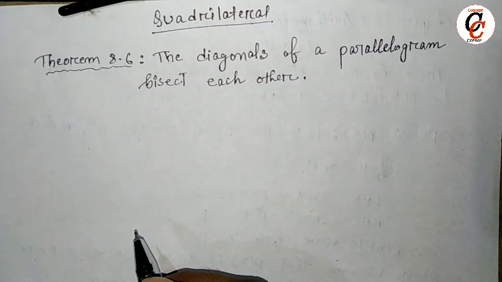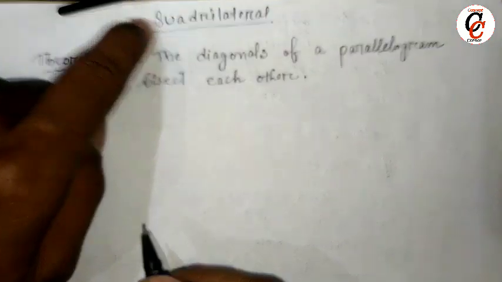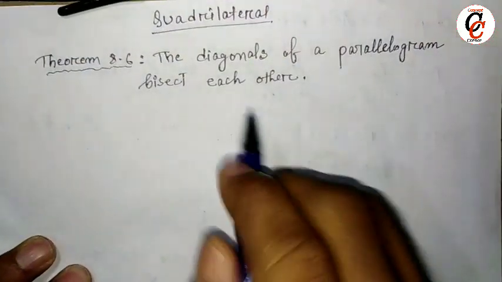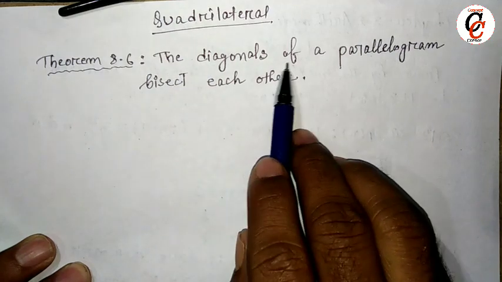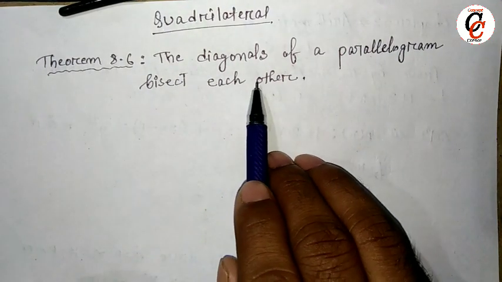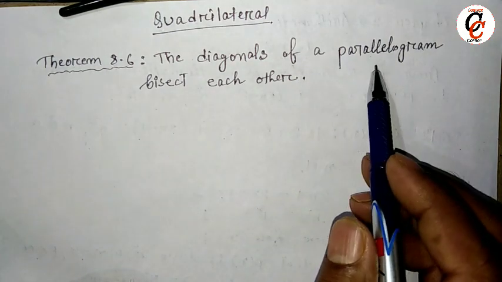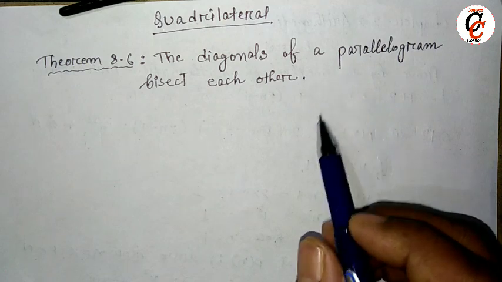Hello dear students, today in this video I am going to prove theorem 8.6 of your chapter quadrilateral. Theorem 8.6 is that the diagonals of a parallelogram bisect each other. That means in a parallelogram two diagonals bisect each other.